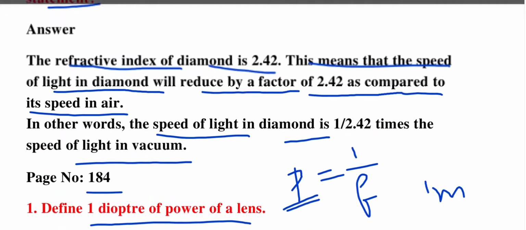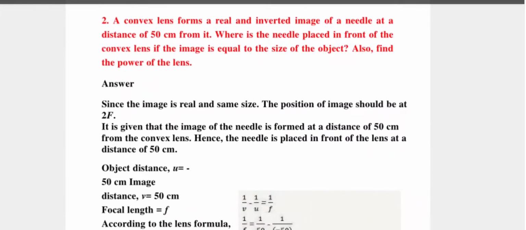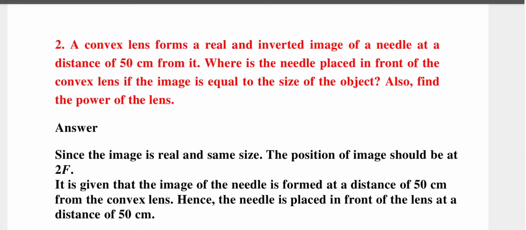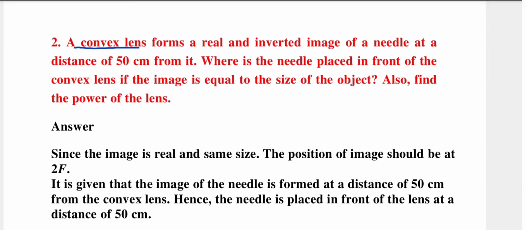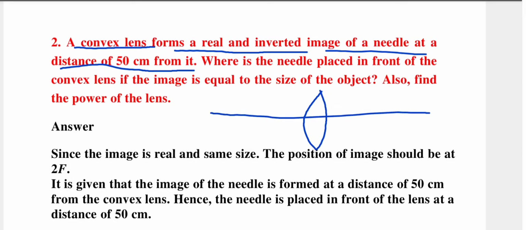So let us go for the next question. A convex lens forms a real and inverted image of a needle at a distance of 50 centimeter from it. Let me draw the diagram. This is the convex lens, this is the principal axis. This is focus 1, this is 2f1. This is focus 2, this is 2f2.